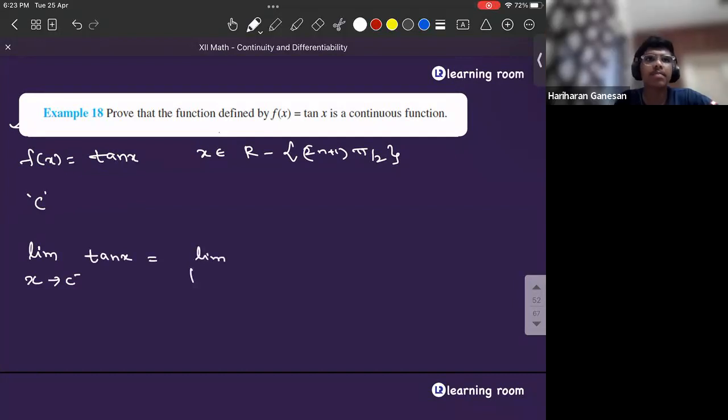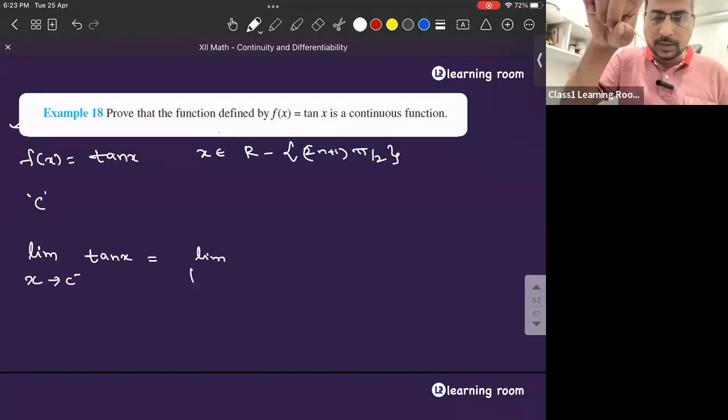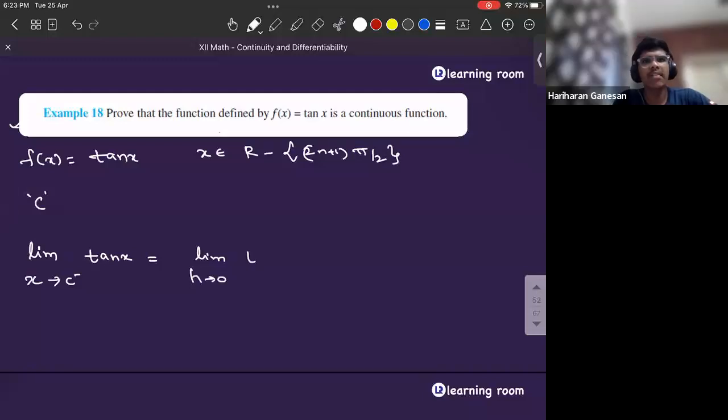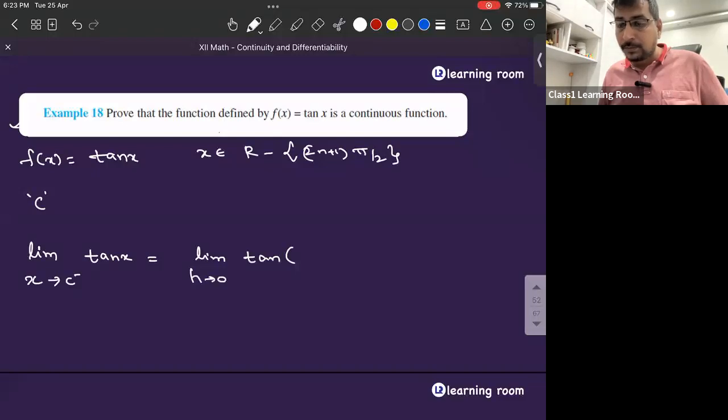Are you here? Can you tell me how to convert those steps? Just now I solved a problem. Limit h tends to 0. Very good. Tan of x plus c. Correct. Minus c.